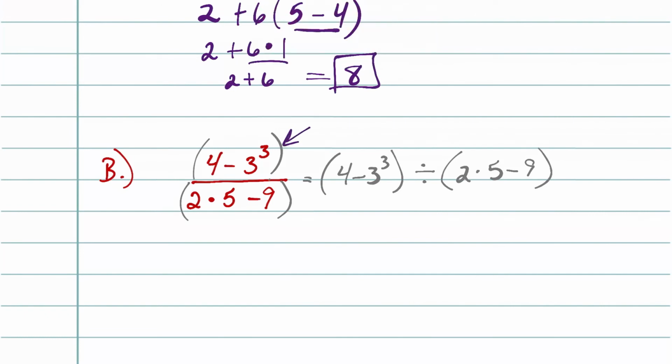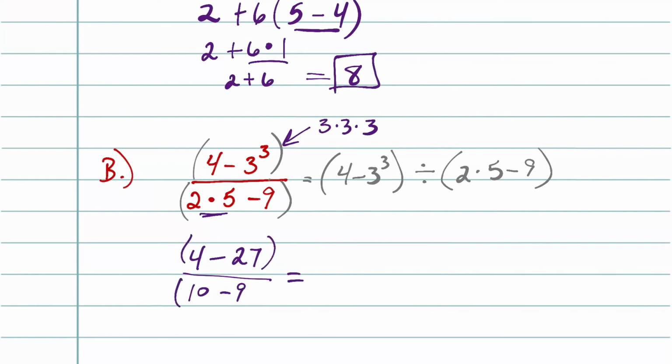So first, we're going to do this 3 to the third. Remember, 3 to the third means 3 times 3 times 3, 3 times itself 3 times. So the top portion is now 4 minus 3 times 3 times 3, which is 27, all over. In the bottom parentheses, we can actually do an operation in this one as well. We're going to multiply before we subtract. So 2 times 5 is 10, and then I've got a minus 9. And then I continue simplifying.